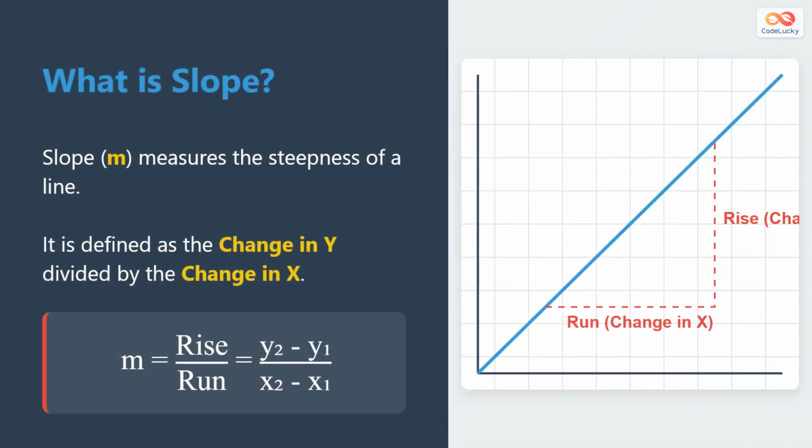First, recall that slope, represented by the letter m, measures the steepness of a line. We define it as the change in y divided by the change in x. This is often called rise over run. The formula is y2 minus y1 divided by x2 minus x1.